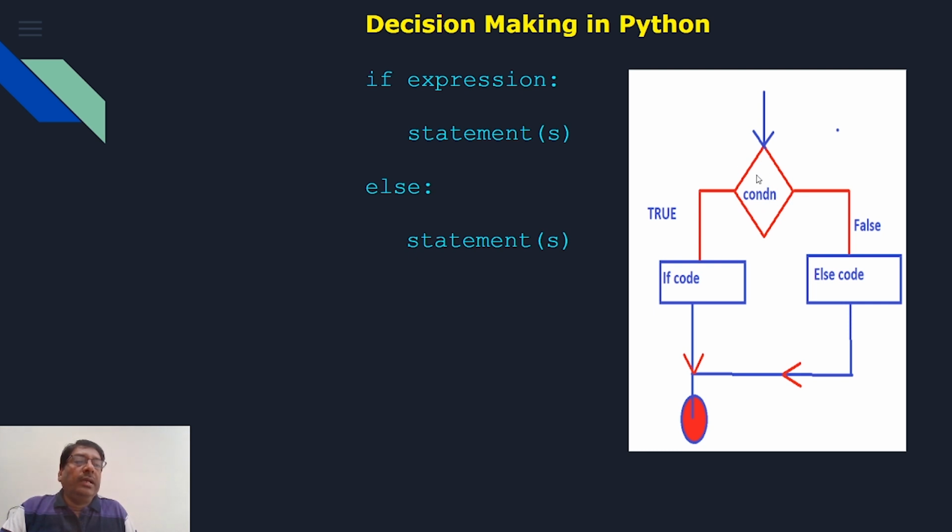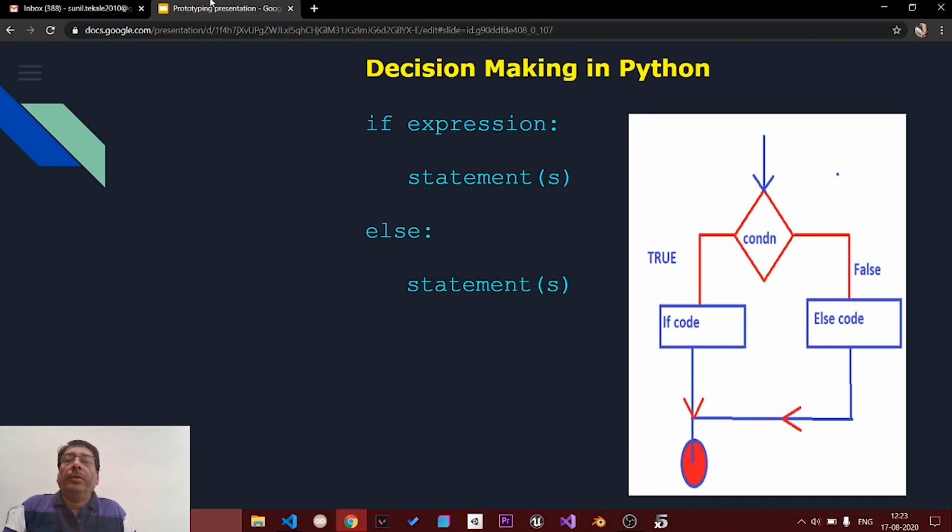And if that condition that you mention is true, it is going to execute the code which is in your if part. What do you call it as if code? Otherwise, if the condition given over here is false, then it is going to execute the statements which are present in the else code, and then it will come and stop. So let's try to understand this. We'll try to execute a small program over here.